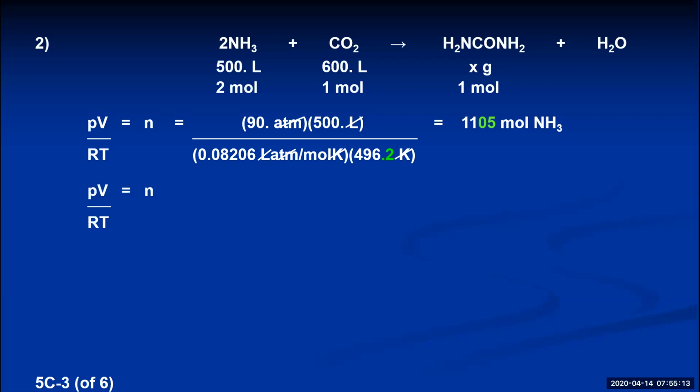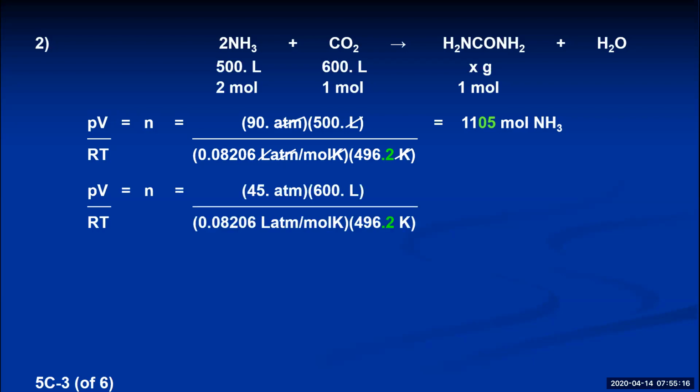Same thing for the carbon dioxide. Its pressure, 45 atmospheres, its volume, 600 liters, and the temperature, 496.2. When we cancel out the units, we'll once again have moles flipping to the top, and to 2 significant figures, we'll have 660 moles of carbon dioxide, or with the guard digit 663.